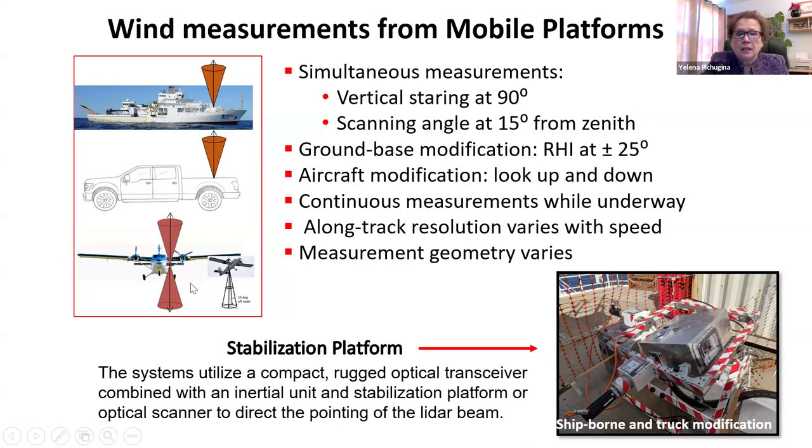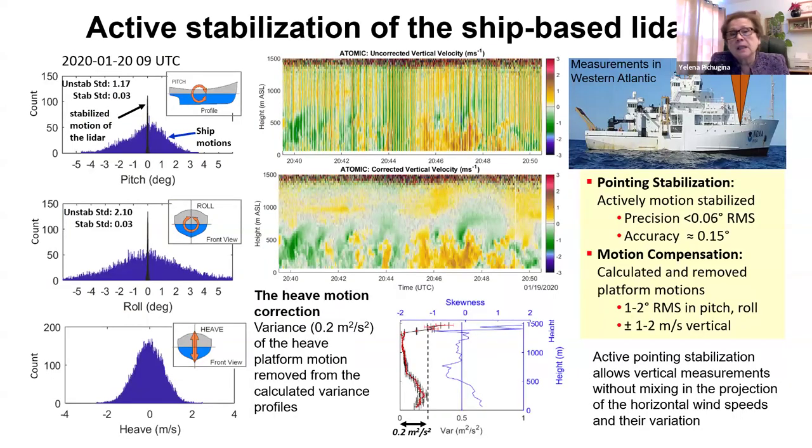Airborne modification: here is the old modification, when we did only measurements looking down. Now, when the scanner goes outside of the aircraft, we can look up and down. At the bottom, you can see the shipborne and truckborne modification with a stabilization platform. Here is an example of how data is stabilized, a simple example from our shipborne measurements that we did in the Western Atlantic.